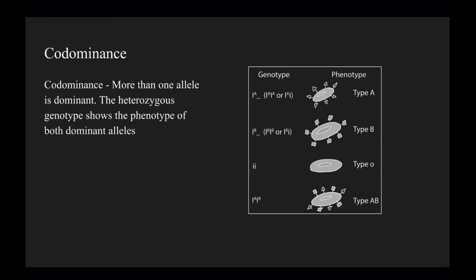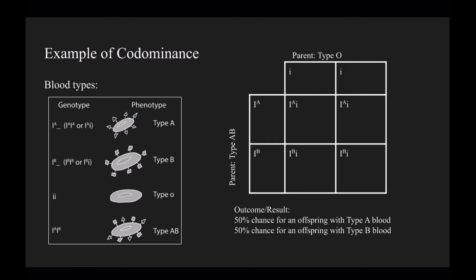There is also codominance, where more than one allele is dominant. The heterozygous genotype shows the phenotype of both dominant alleles. Examples of codominance are blood types. We can refer to the diagram for this example. There is a Punnett square setup with parents of type O blood and type AB blood. So there is a 50% chance for an offspring with type A blood and a 50% chance for an offspring with type B blood.